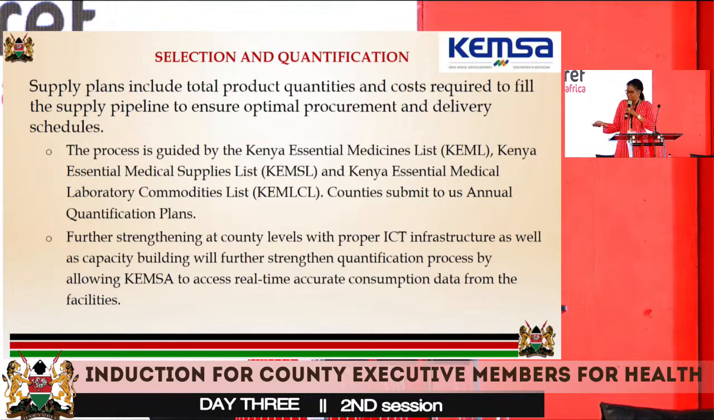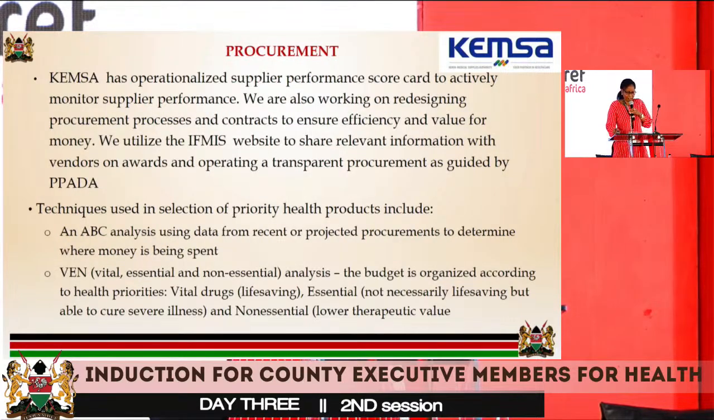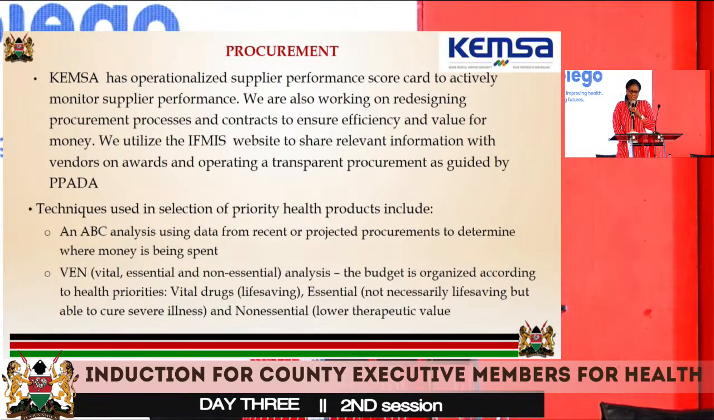On procurement, we now have a supplier performance score. I know there was a time we had a challenge with pricing. That was around June. And I think the commodity that troubled us most was gloves. At one time, I think we were paying almost 2 or 3 times the market rate. But I think there was a global challenge, and this has been addressed. But now we've also introduced supplier performance to make sure that we get the best prices.